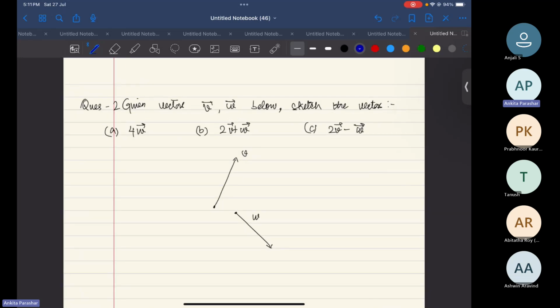Okay, now this is the second question. Suppose v and w are two vectors which I am writing like this. They have magnitude as well as a certain direction, and we want to sketch these vectors: 4 times vector w, 2 times vector v plus w, and 2 times vector v minus vector w. So can you please help me with how to sketch these vectors?